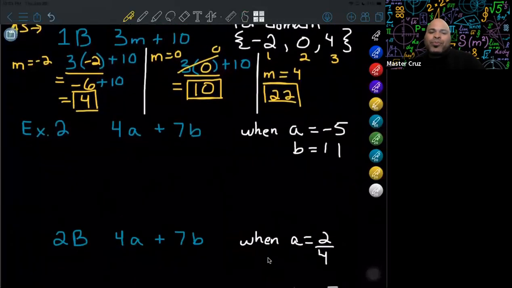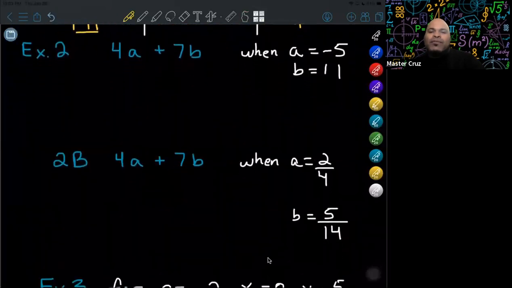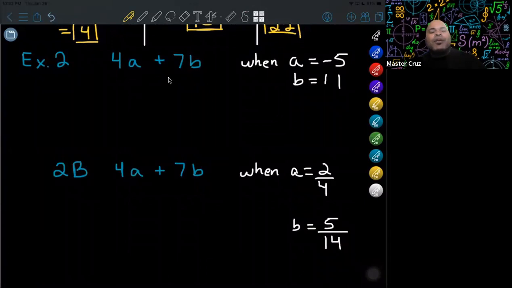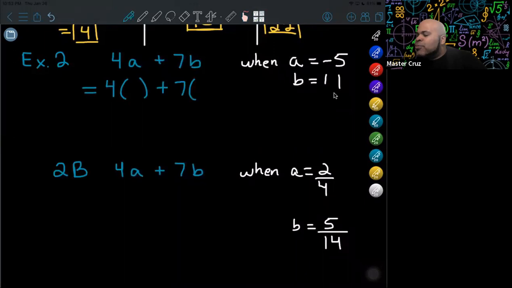Now, in the previous problems, we only had one variable. In this problem, we have 2. We have A and B. Because we have A and B, they gave you 2 values. They want you to simplify or evaluate this when A equals -5 and when B equals 11. So I'm going to repeat the same process. I'm going to rewrite this problem as 4 and then open a parentheses whenever I see the variable, plus 7, open a parentheses whenever I see the variable.